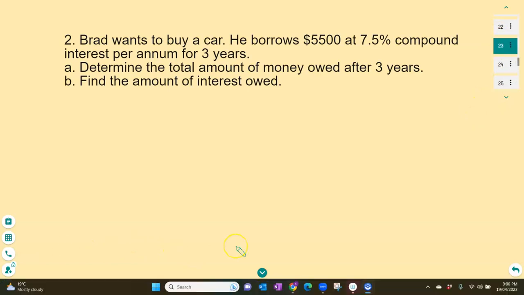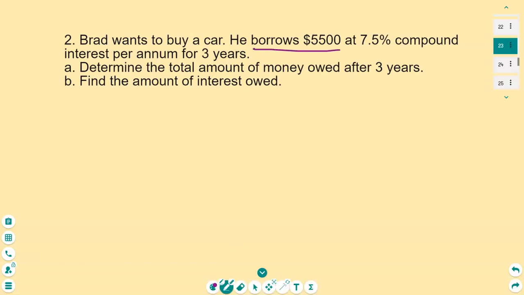Okay, next one. Brad wants to buy a car. He borrows $5,500. I'm going to make my data table as I go. He borrows $5,500. That is the initial value. That's the principal. Okay? $5,500. At 7.5% compound interest. Okay, that's our little interest rate.